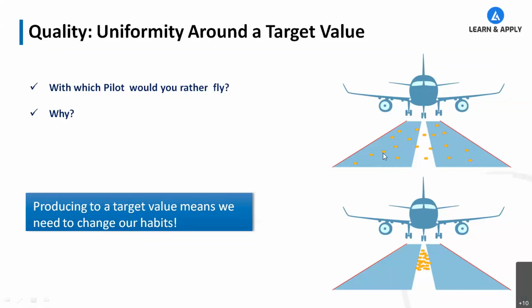If we look at only these two images, this one is spread out and this one is hugging the central line. But producing to the target value means we need to change our habits. It is not an easy task. It is not easy to change from this operation to this operation. So it needs multiple improvement activities. It is required to change our habits.